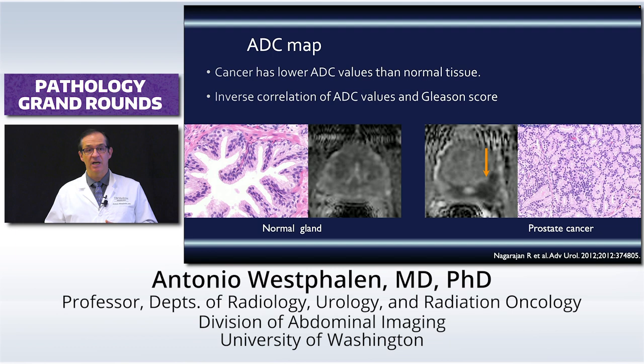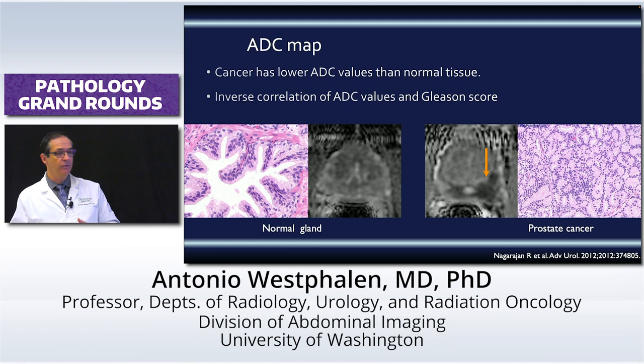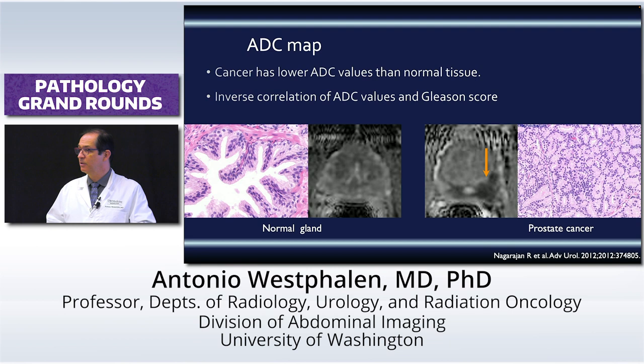So again, we have a normal gland where there is nothing really that's restricted. Those are two ADC maps. And in one of them, we don't have any signal that's abnormal. And the other one, you have a fairly large tumor, and it's dark in signal as more restricted diffusion. And again, we can plot that, and we can show that as Gleason score goes up, you have a lower ADC value.